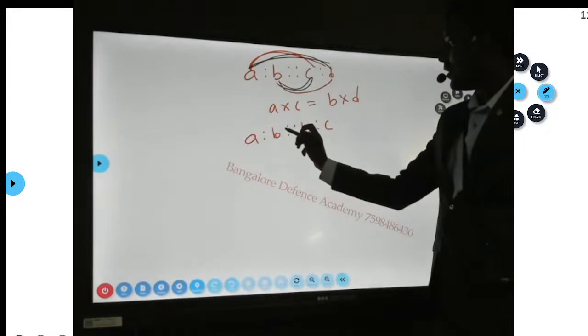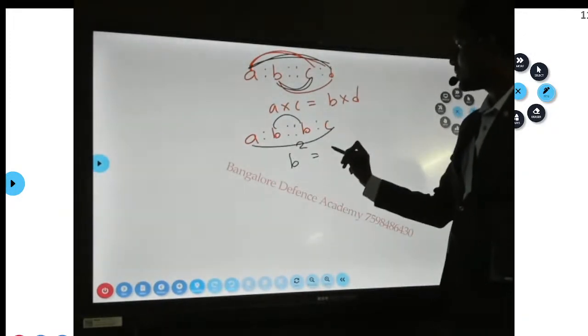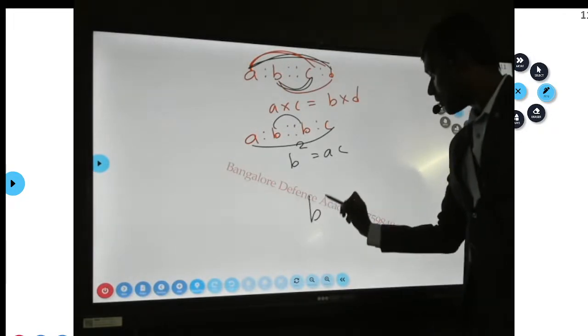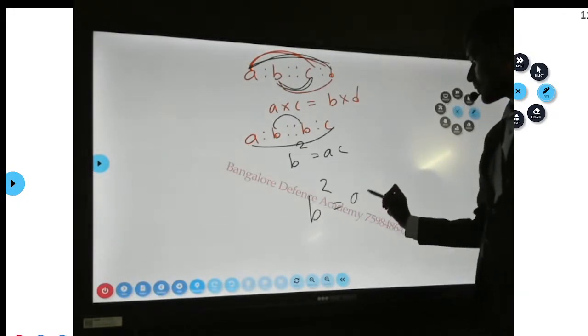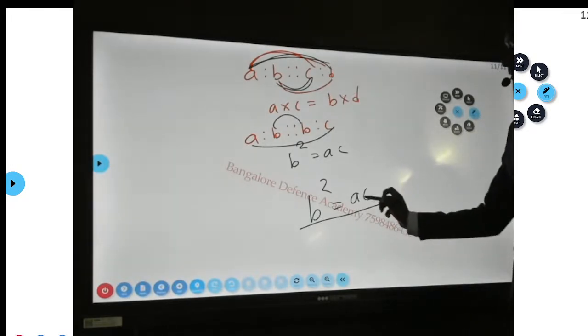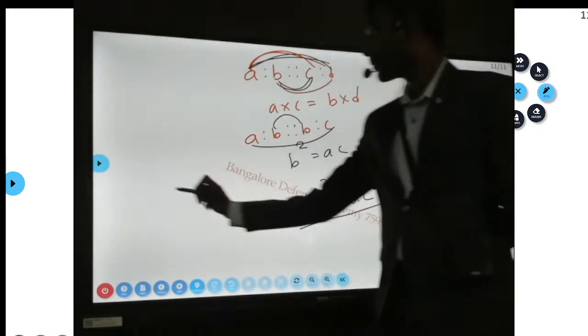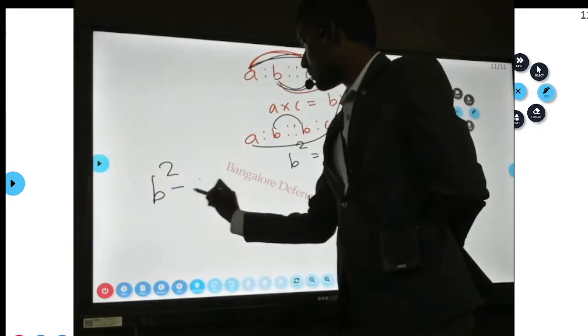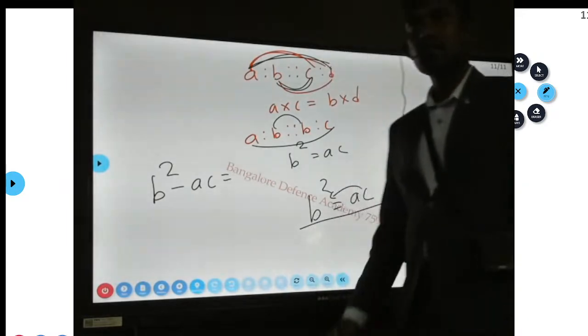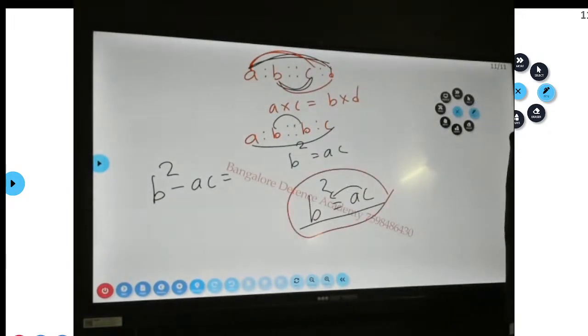Look at this now. B into B is what? B square. A into C is what? AC. So what formula did I get here? B square is equal to AC. Now suppose this AC comes to the left hand side, what happens? B square minus AC. Yes or no? How many of you have seen this formula in ratio and proportion? We have done it. Correct?